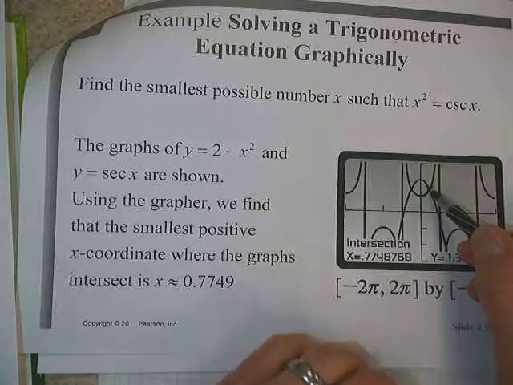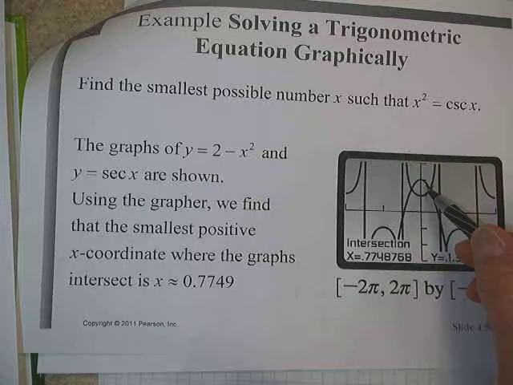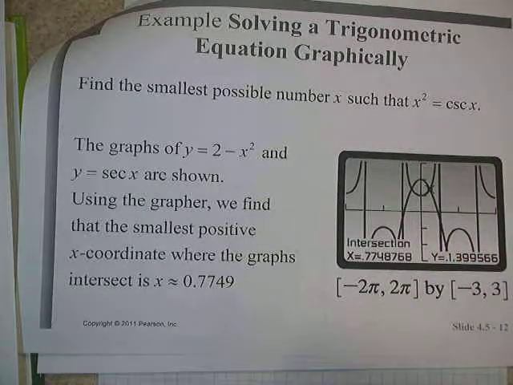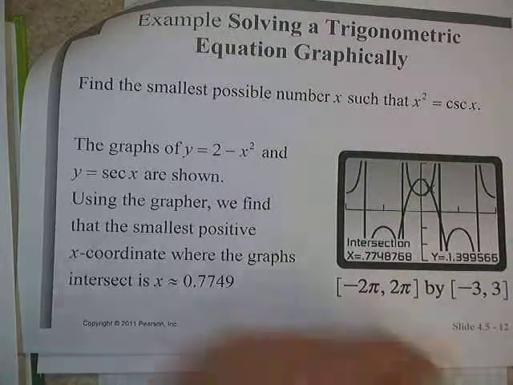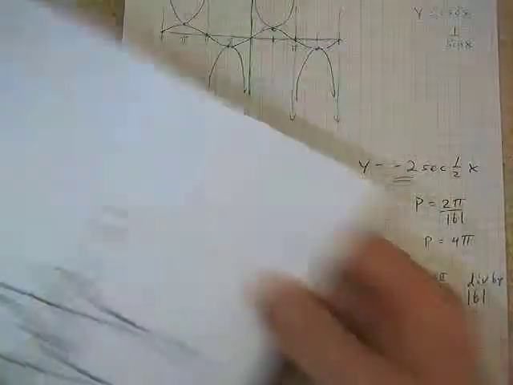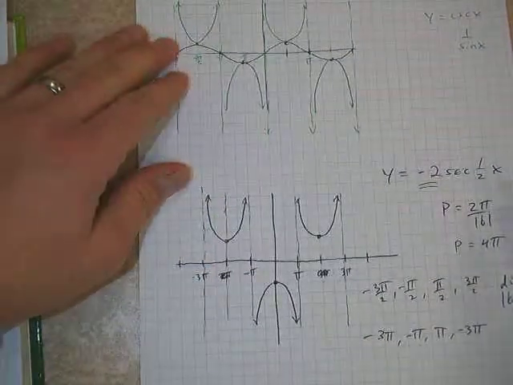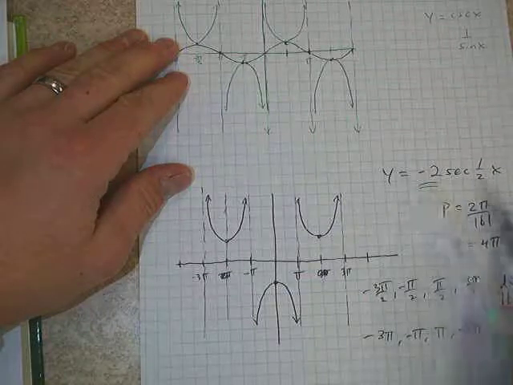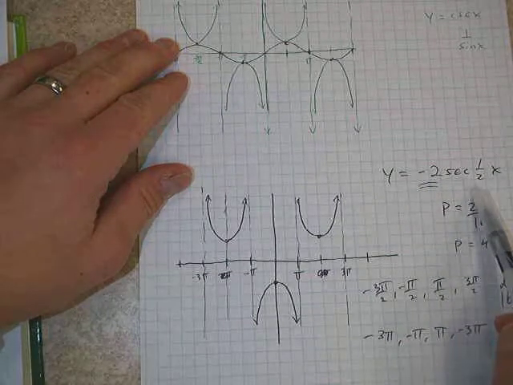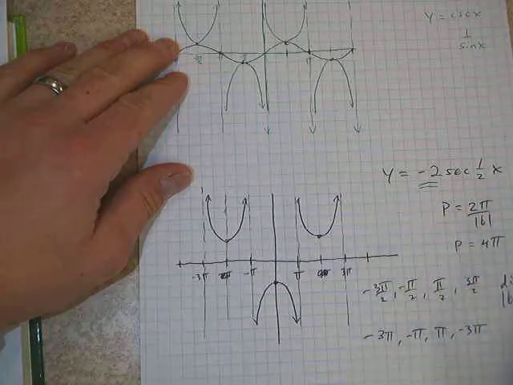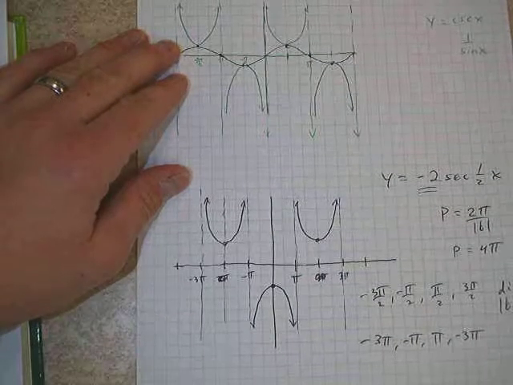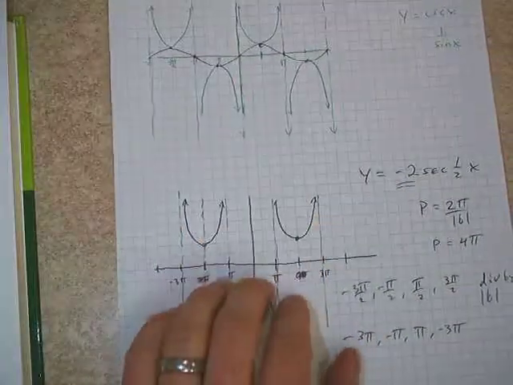A lot of times your calculator will draw the asymptotes. Make sure you recognize that that's what they are, and they're not part of the function, they're just asymptotes. And the question says smallest possible number x such that these are equal. Ultimately here you see two intersection points. So they're after this one right here, the smallest positive one. Of course, just like any other intersection problem, you can just use your intersection command and find the answer without too much trouble, without doing any algebra whatsoever.